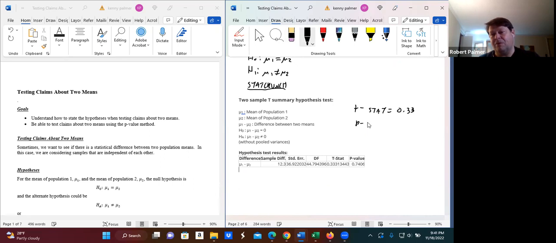And a p-value is last on the right, and it's 0.7406, which is very large. Just imagine, we're not going to be rejecting.